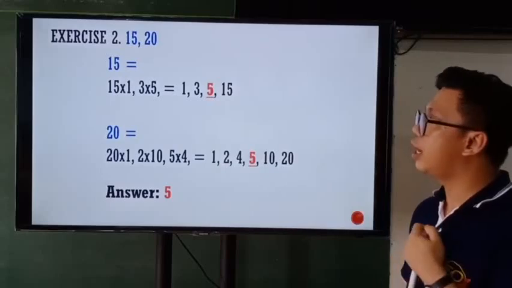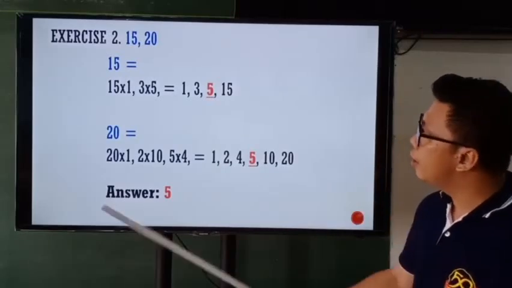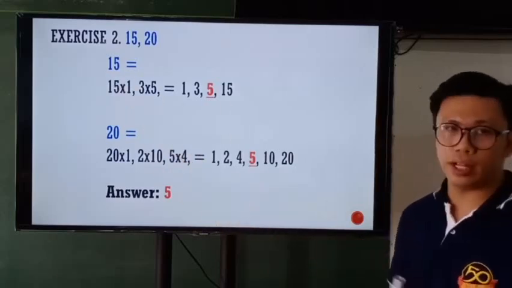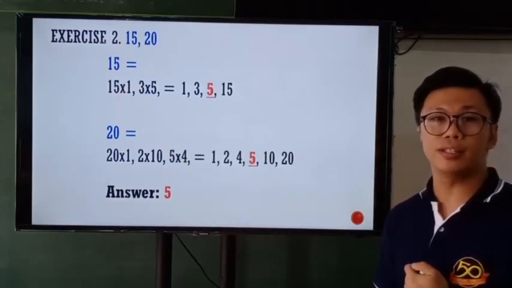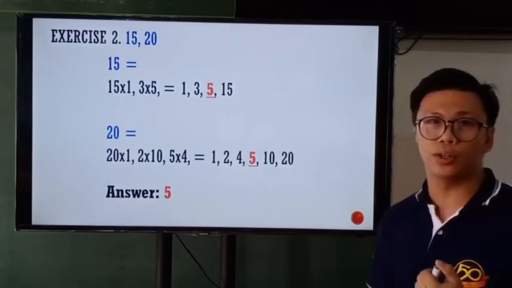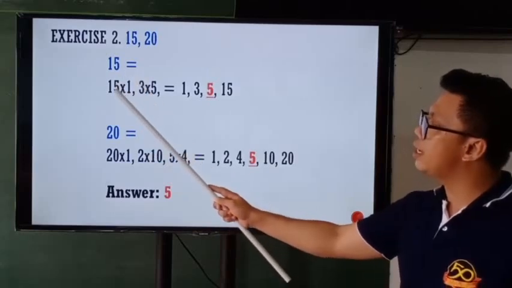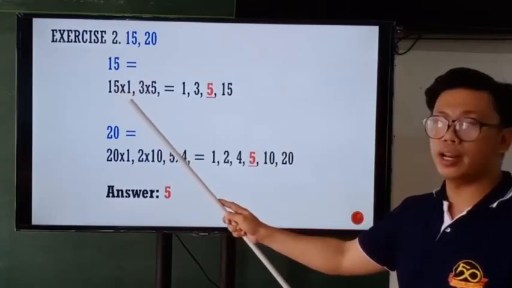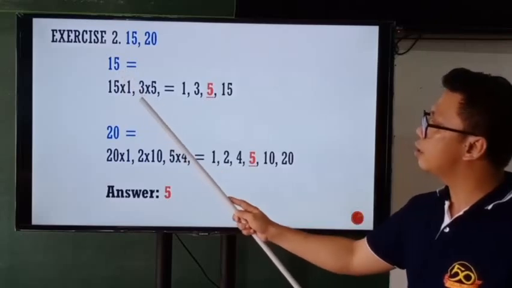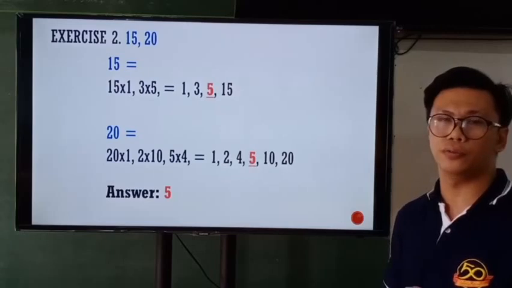Okay, let's check your answer in exercise number 2. Again, we have here 15 and 20. So the first method is we will find the factor of 15. So what is the factor of 15? So we will write first. The factor of 15 is 15 times 1 is 15, 3 times 5 is 15. So that is the factor of 15.